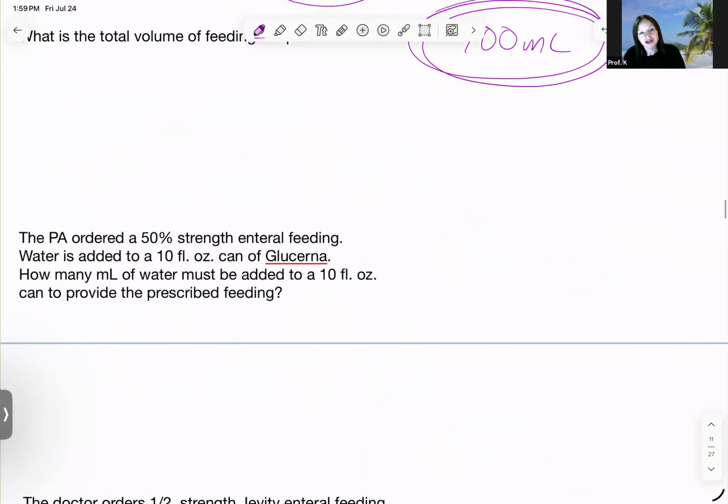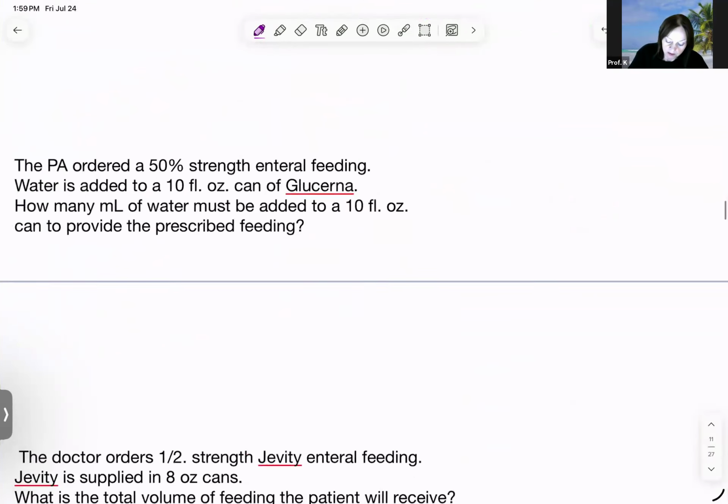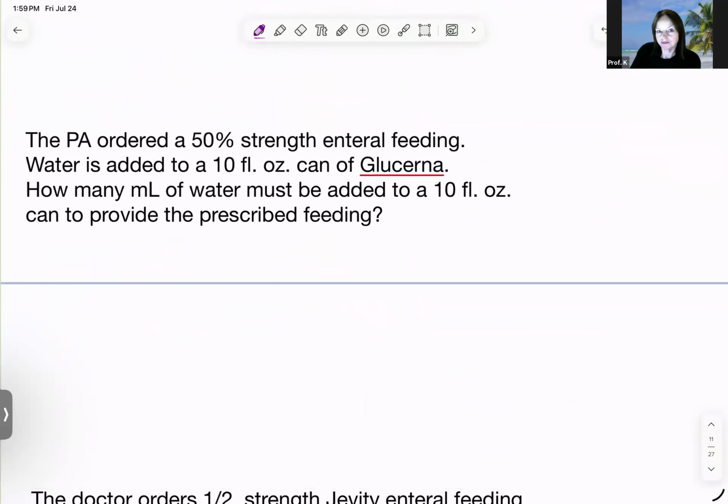So the only way you're going to be asked about feeding is either I'm going to ask you how many milliliters you're going to add to dilute it, or I'm going to ask you the total volume, one or the other. So now this one, you think I'm going to give it to you in milliliters? No, I need to know you know how to convert. So now, what about this one?